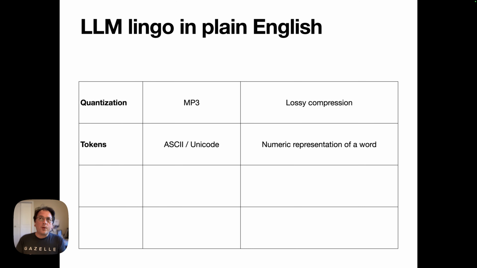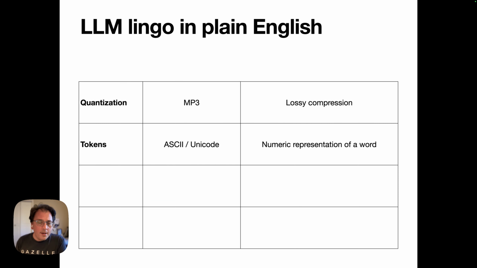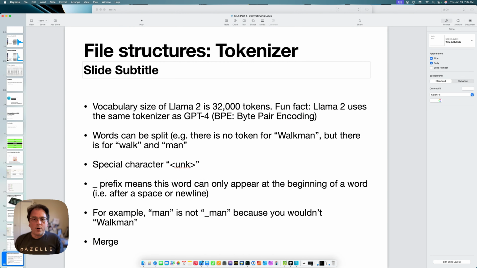So let's go back to our dictionary and explain a new technical word called tokens. Tokens are stored in the tokenizer.json file. So we're skipping the bin file for now. We'll go back to that later. Tokens are kind of the ASCII or Unicode of LLMs. In other words, it is a numeric representation of a word. And what do I mean by that?